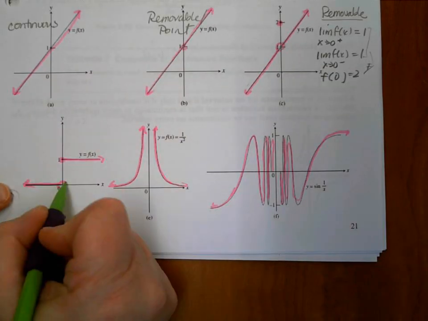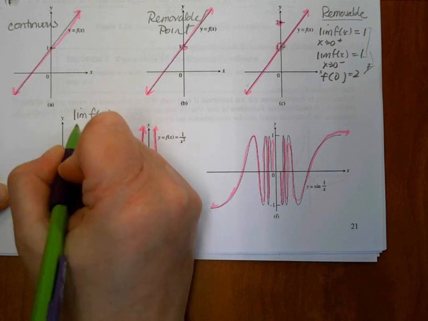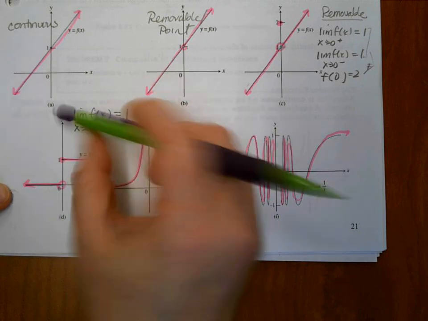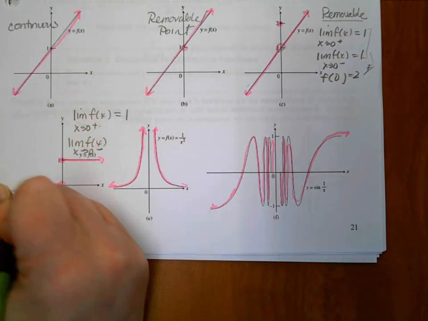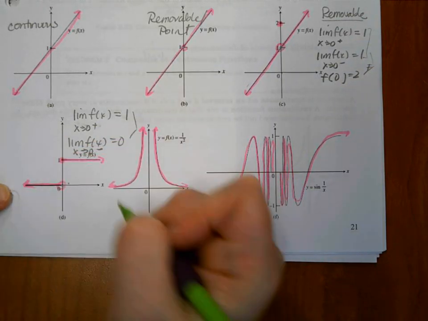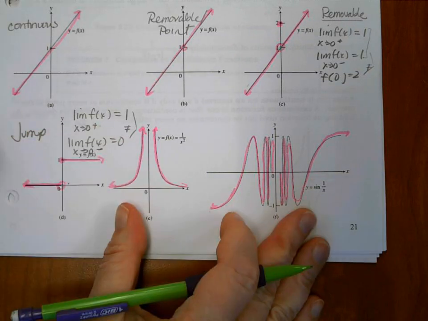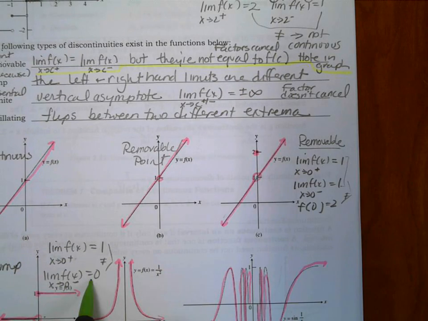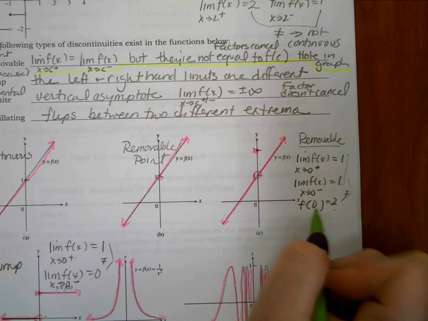Okay, now this one here, my discontinuity is at 0, and so the limit as I approach 0 from the right is 1, and the limit as I approach 0 from the left is 0. Because those are not equal, that makes that a jump. Okay, so if we go back up to our definition, it was that the left and right hand limits are different. So we see those are different, that's why it's a jump. Okay, when it's a point, these limits are the same, but they're not equal to f of that c value.